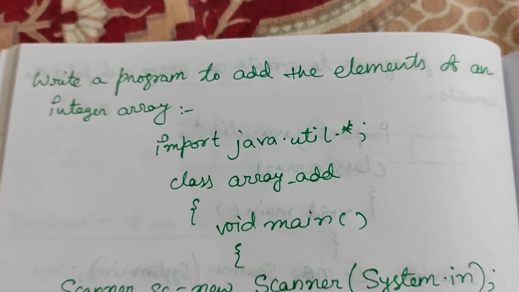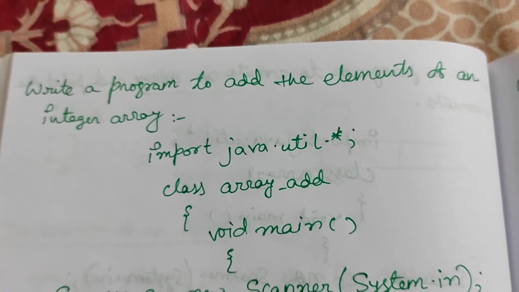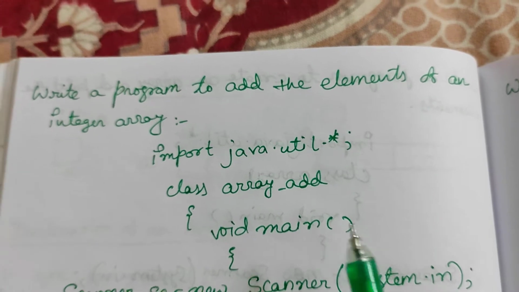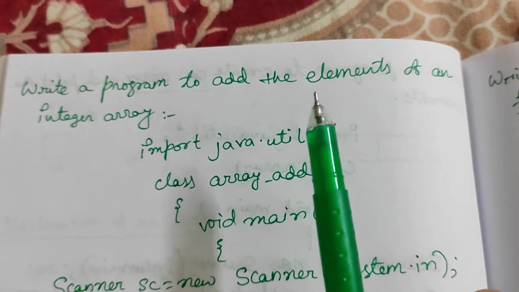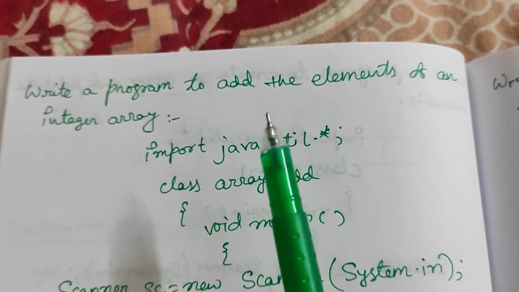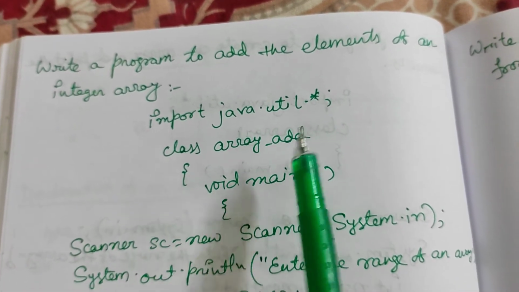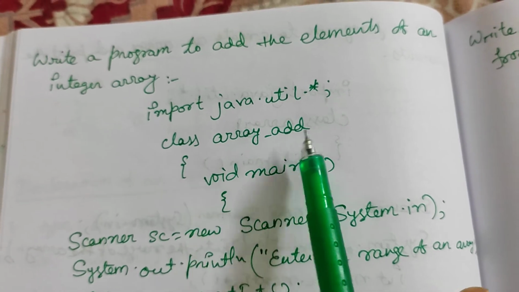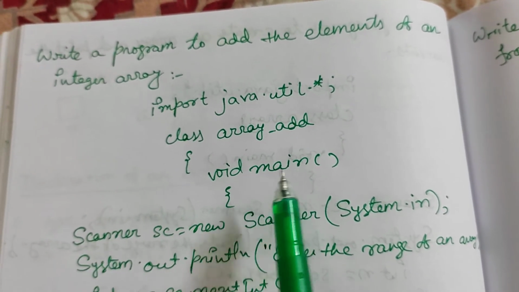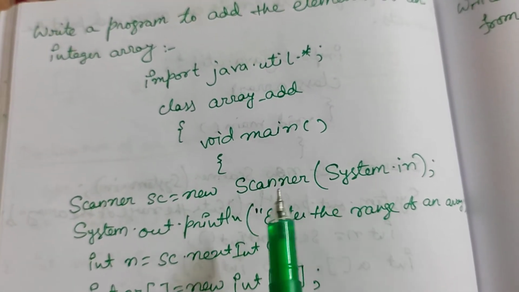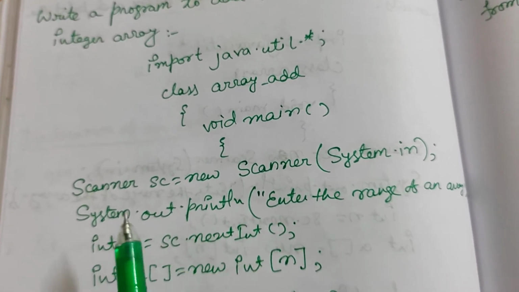So in the first video we have learned how to create an array. Here we will learn how to add the elements of an integer array. We will learn a simple program. So first, import java.util.*; class ArrayAdd, then the main method, void main, Scanner class sc = new Scanner(System.in).